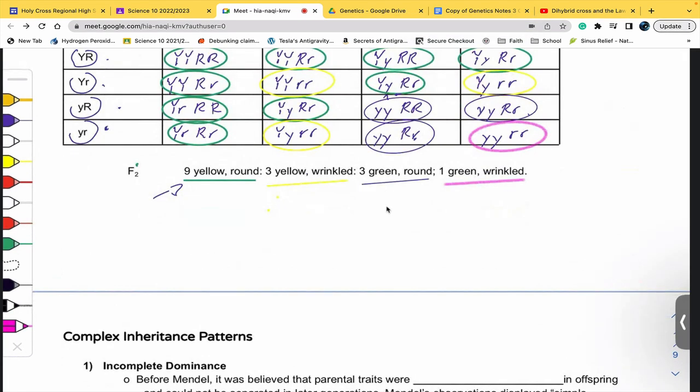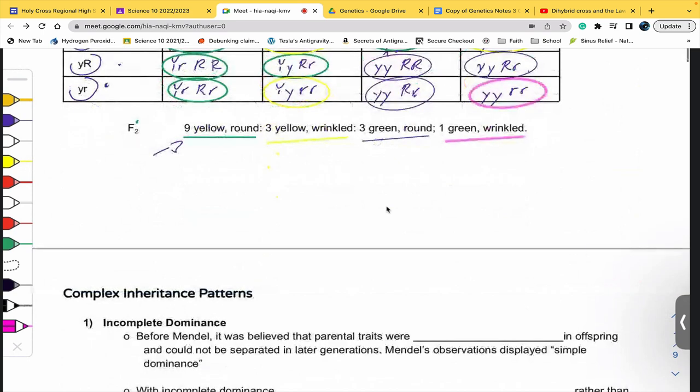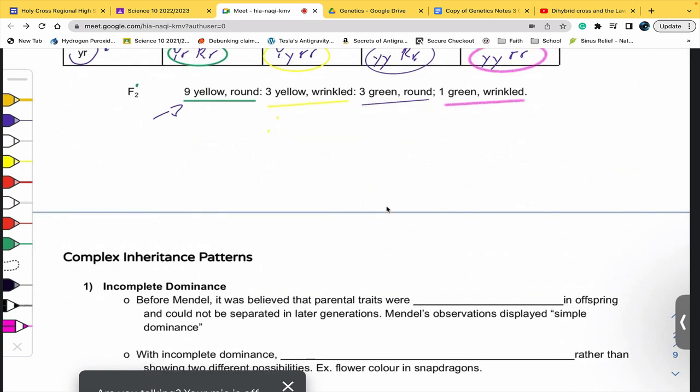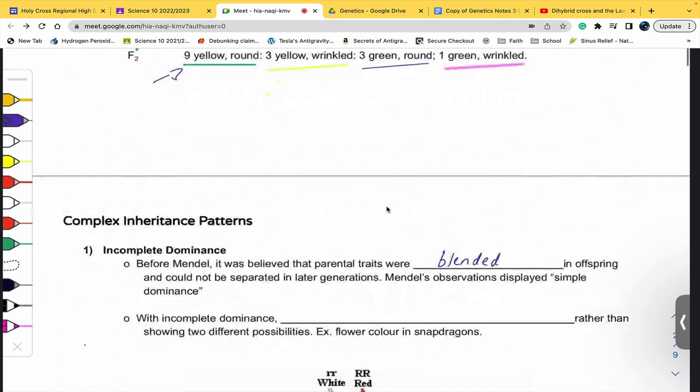Okay, let's go on here just to fill out this back page. Turn to the back page where it says incomplete dominance. So what is incomplete dominance? Before Mendel, it was believed that parental traits were blended in offspring and could not be separated in later generations. It turns out that they can be separated. Mendel's observations displayed simple dominance.